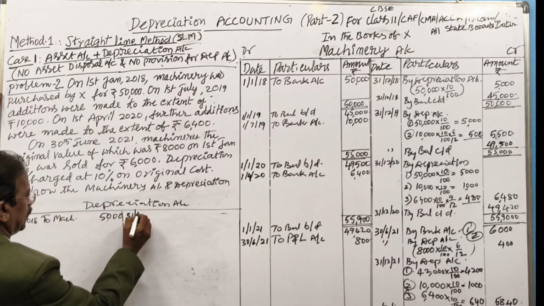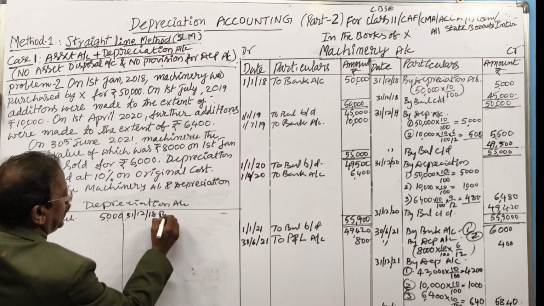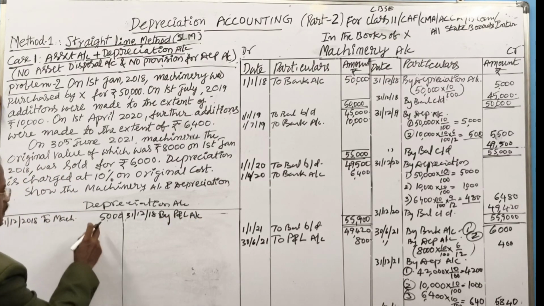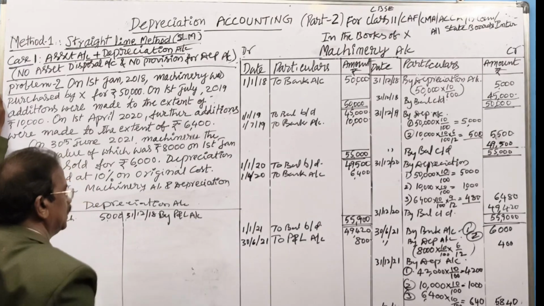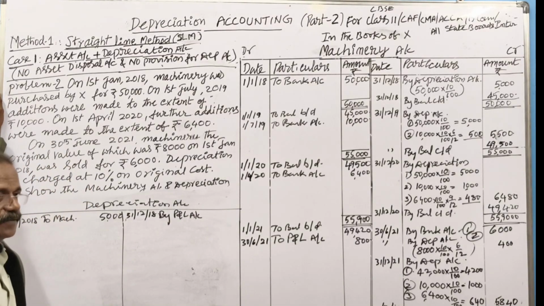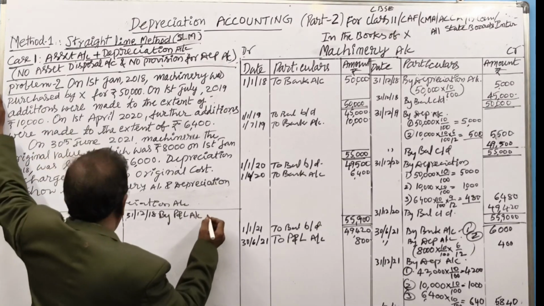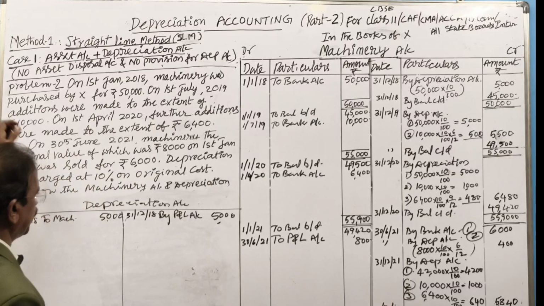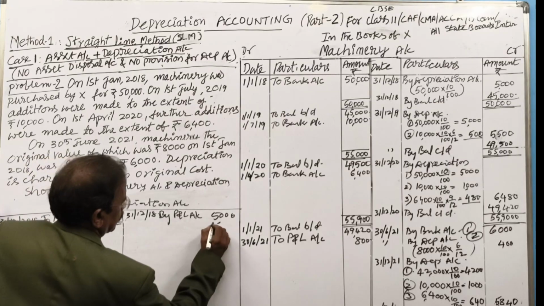That is 31/12/18 by profit and loss account. Why does it go to the profit and loss account? Because it is a loss. Loss means we are using the asset. When you are using the asset, you are losing the asset value. That's why it is a loss. So it should be transferred to the profit and loss account. And after that, you have to draw two lines here.